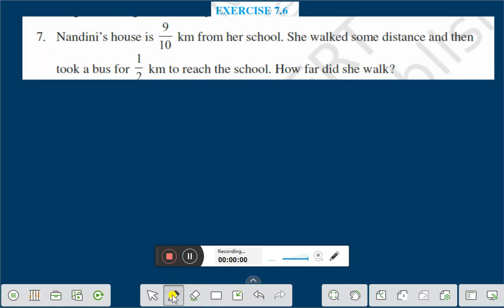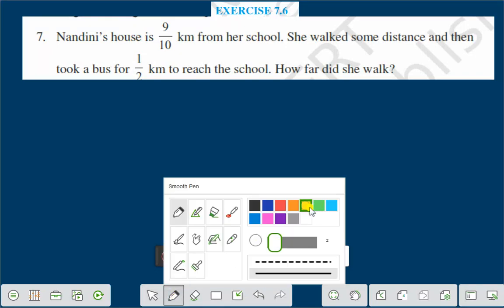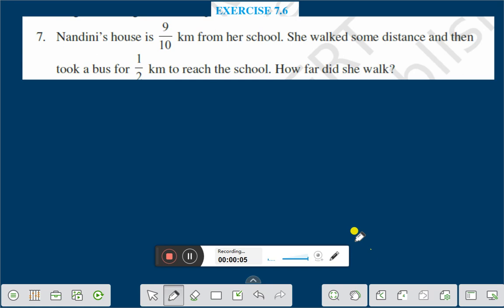Hello friends, today we shall discuss exercise 7.6 question number 7. Nandini's house is 9 by 10 kilometer from her school, right? She walked some distance and then took a bus for half kilometer to reach the school.